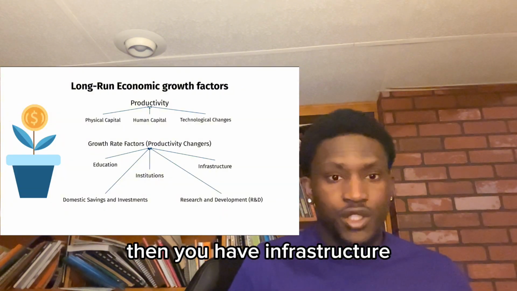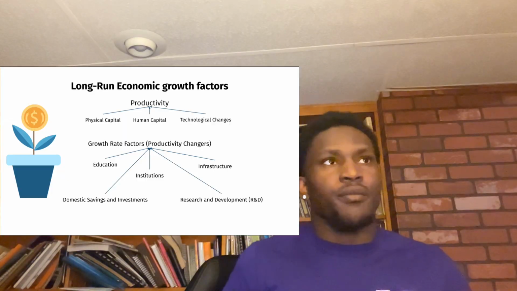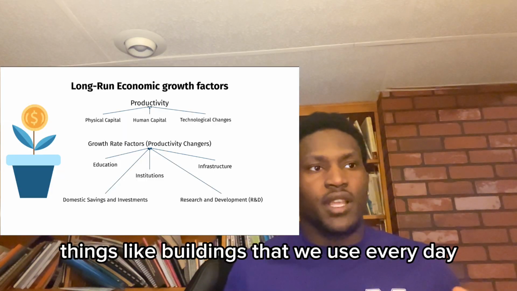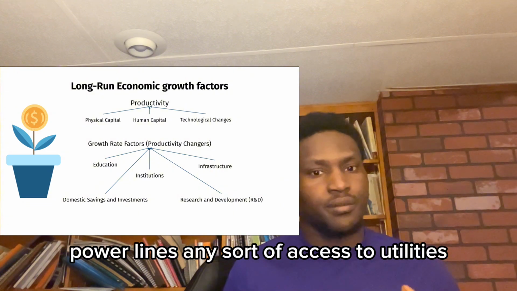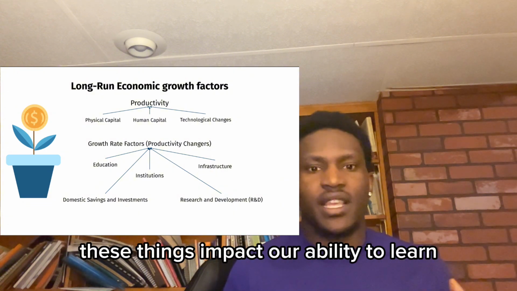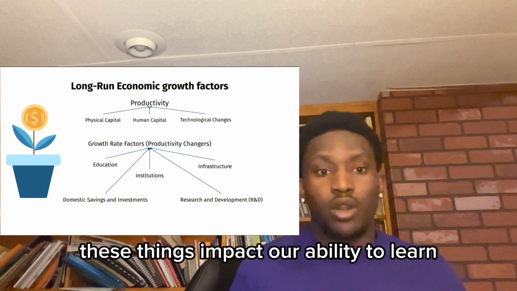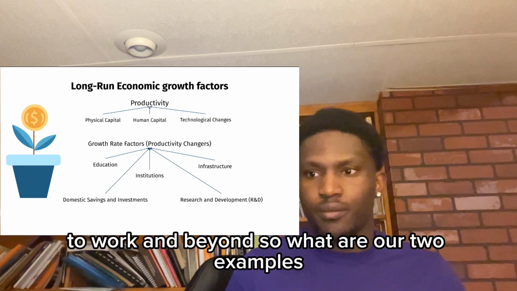Then you have infrastructure, which is more of a government thing. Infrastructure is things like roads, things like buildings that we use every day, power lines, any sort of access to utilities. These things impact our ability to learn, to work, and beyond.